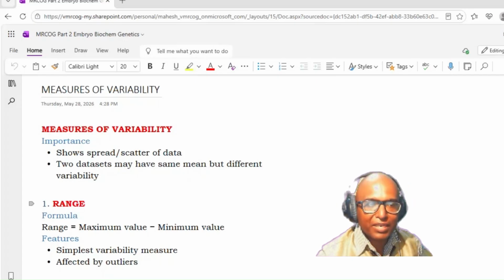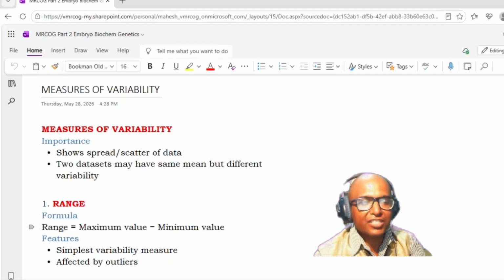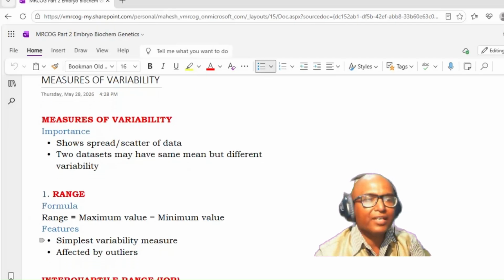Now, what are the measures of variability? First is the range. What is the formula for the range? Range is equal to maximum value minus minimum value. So when you have a data set, you arrange it in order from lower value to the higher value. Then you take the maximum value and subtract the minimum value from that. That is the range. It is the simplest variability measure, but it is affected by the outliers.